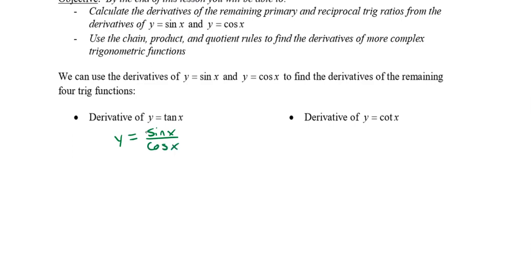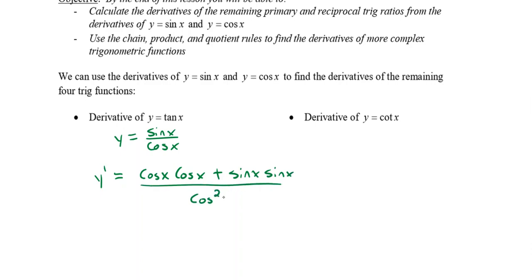Well, now if we find the derivative of this, so y prime, this seems like the quotient rule, right? I'm dividing. So that would become cos x times cos x plus sine x times sine x all over cos squared x. Let's go back through that. Maybe make sure you guys saw what I did there.